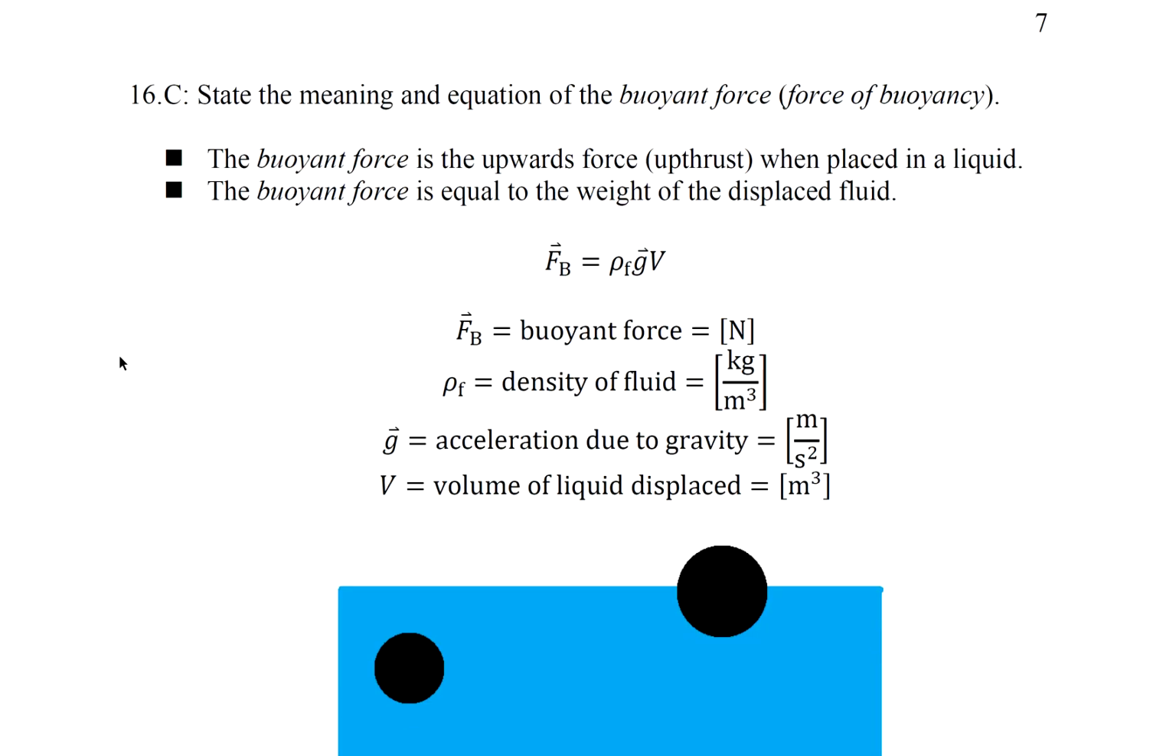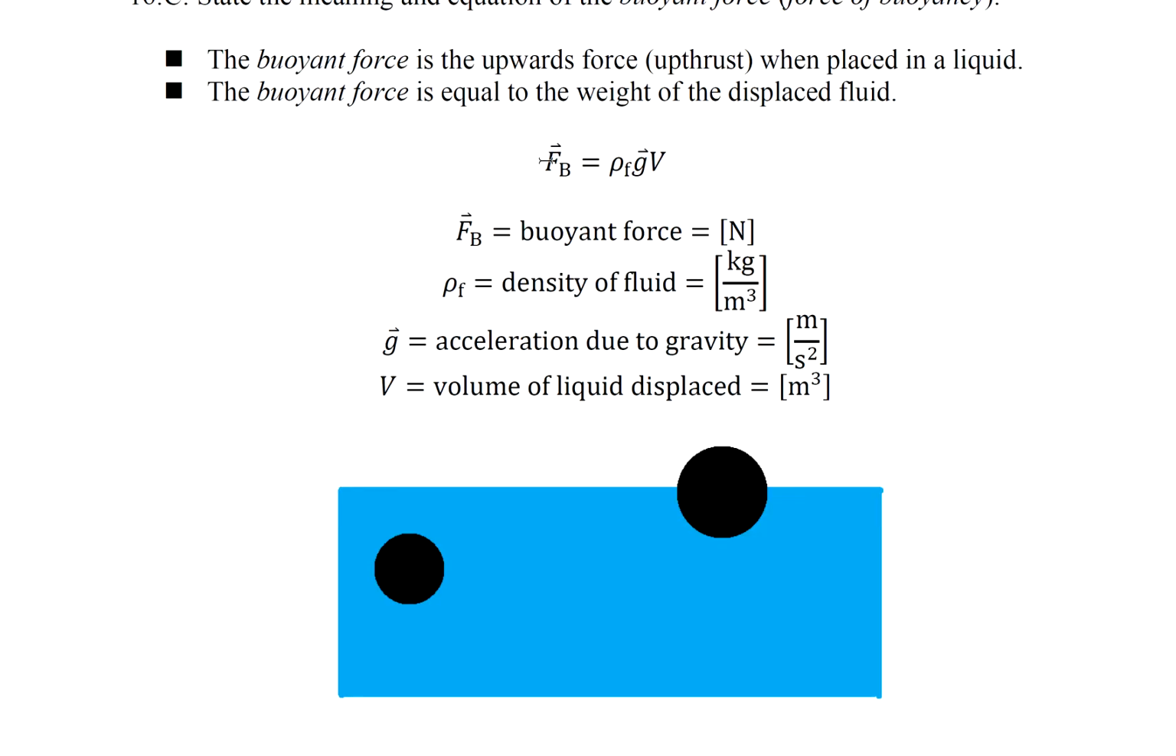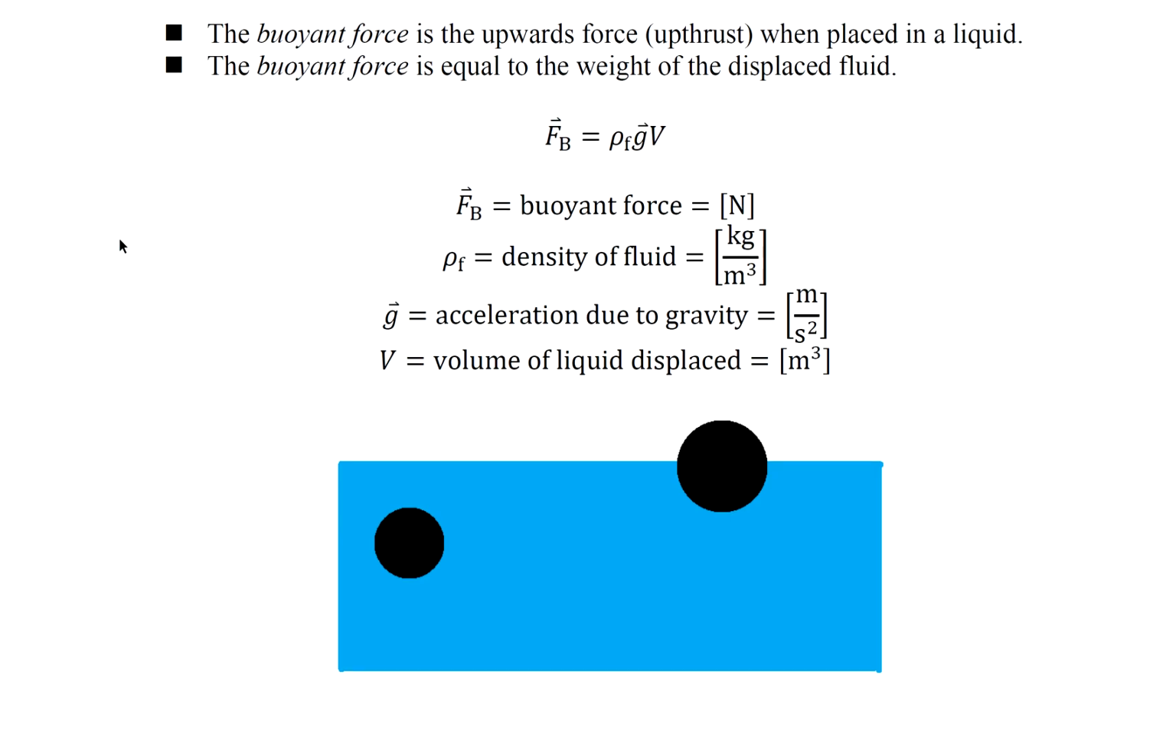Question 16. State the meaning and equation of the buoyant force, the force of buoyancy. So the buoyant force is the upward force when an object is placed in a liquid. The buoyant force is equal to the weight of the displaced fluid. So force of buoyancy equals rho g V, where rho sub f is the density of the fluid. In this image, it's the blue liquid. g is 9.81 meters over second squared. V is the volume of liquid displaced.